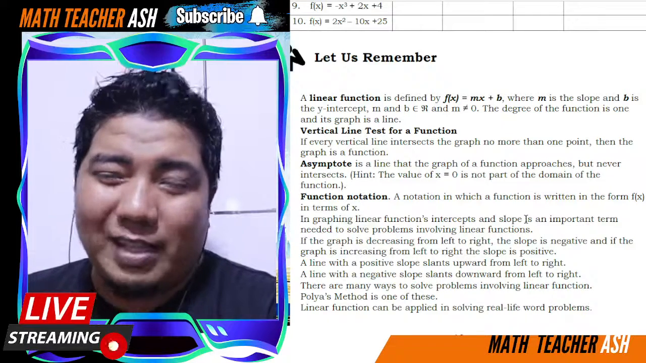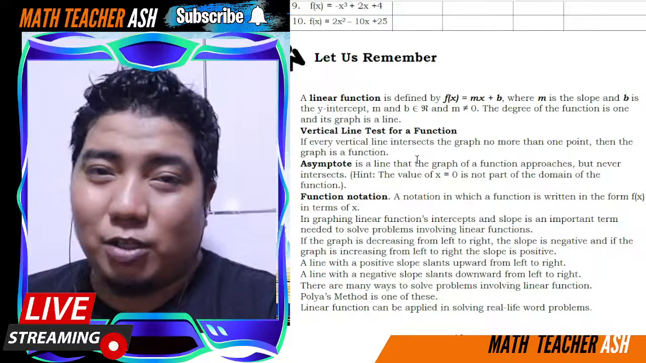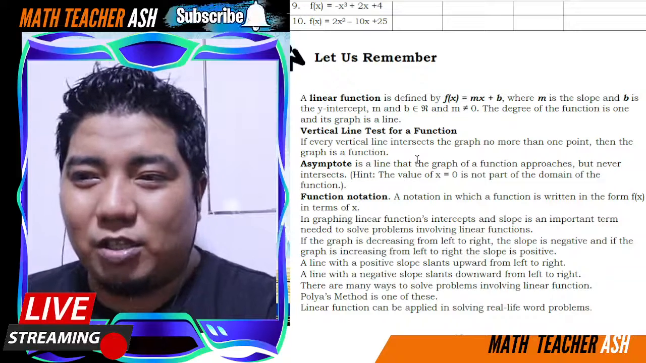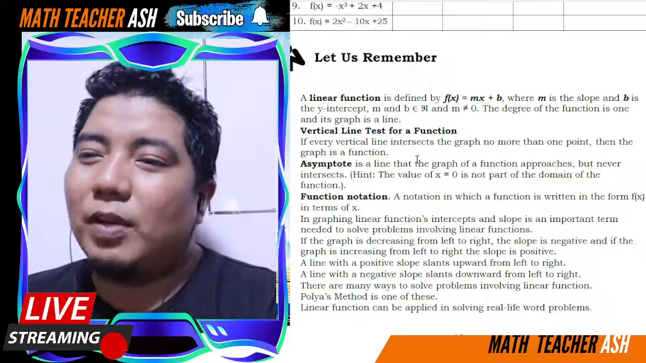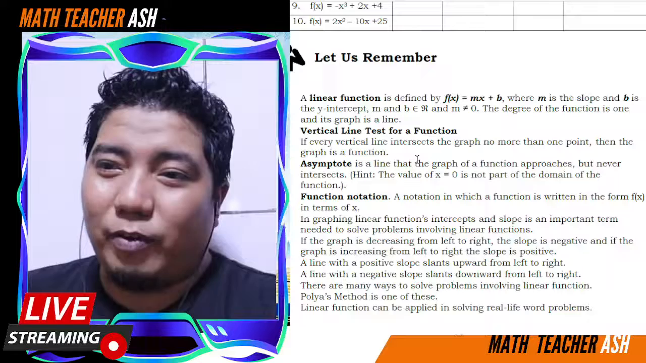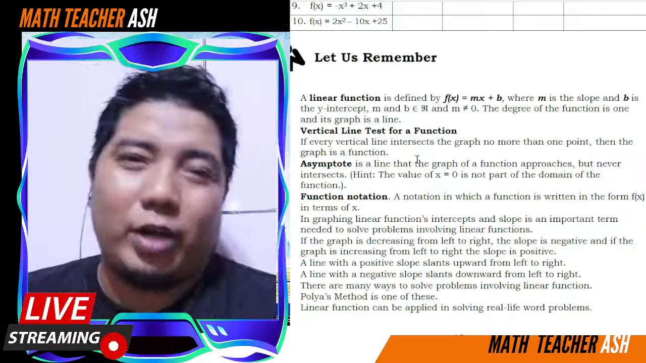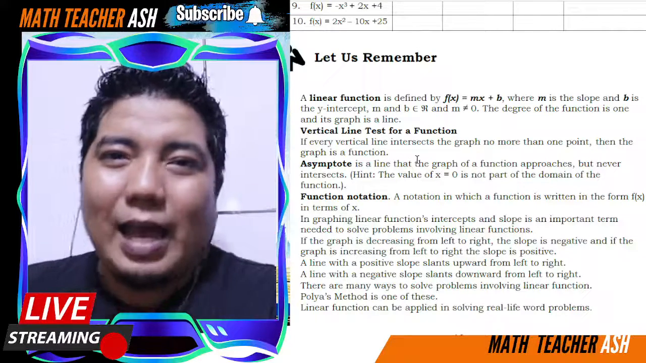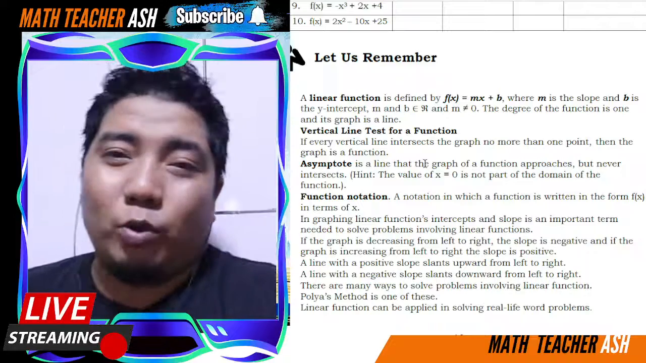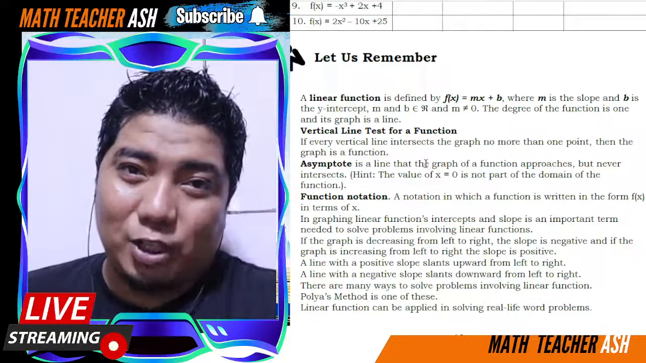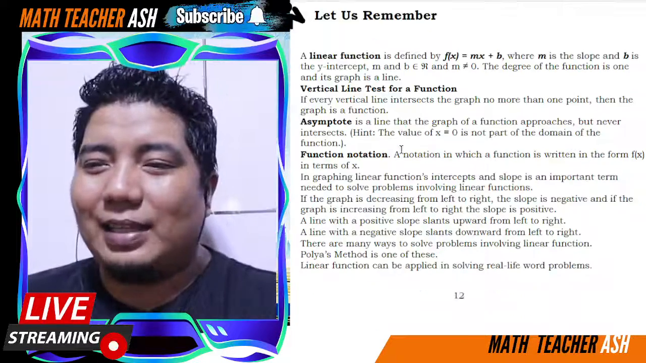Ito na yung generalization. So, the linear function is in the first degree. That is a function in the first degree with the formula or with the standard form f of x is equal to mx plus b, where m is the slope and our b as the y-intercept. To know whether a graph is a function, then you can use the vertical line test.